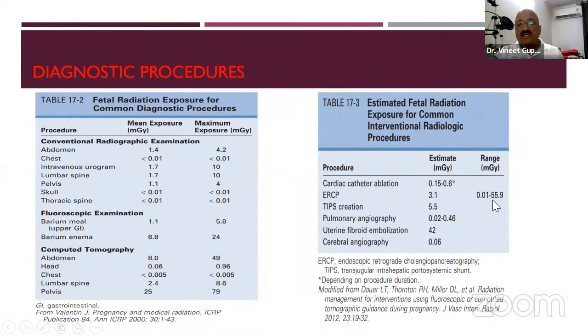It is ERCP, which can reach 55.9 milligrays, and then 42 for uterine fibroid embolization. So we have to be very careful while we are doing uterine fibroid embolization. 42 milligrays is the minimum estimated exposure. So we have to be very careful and judicious about choosing this procedure.